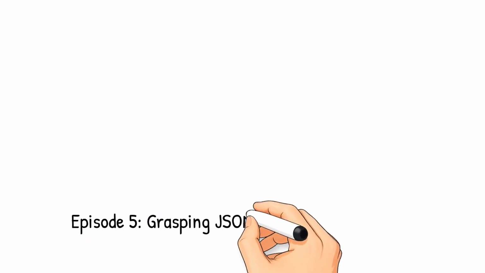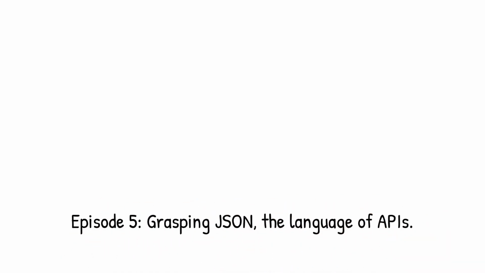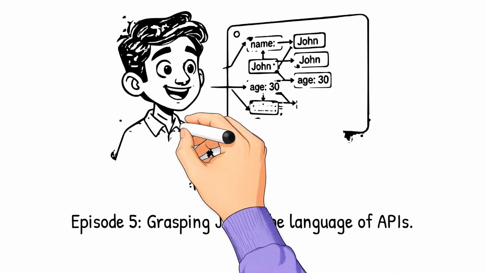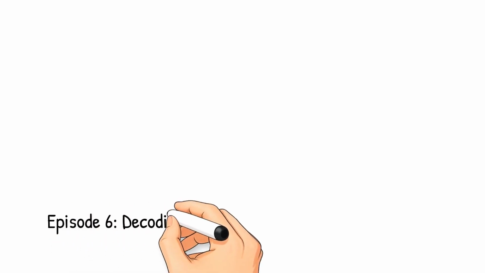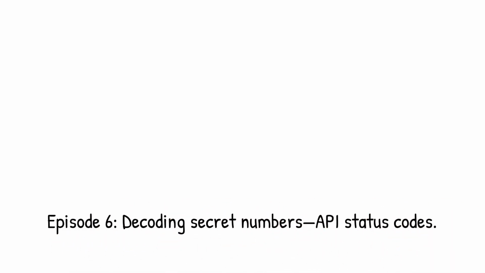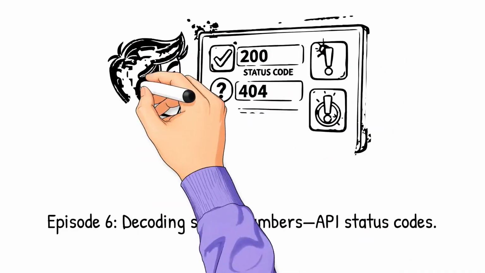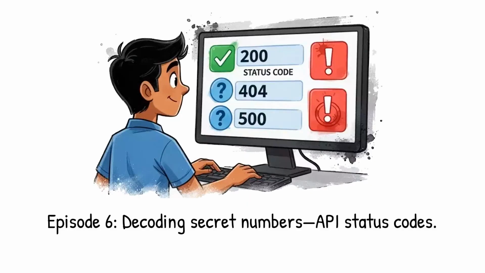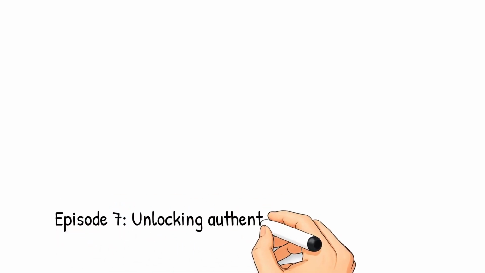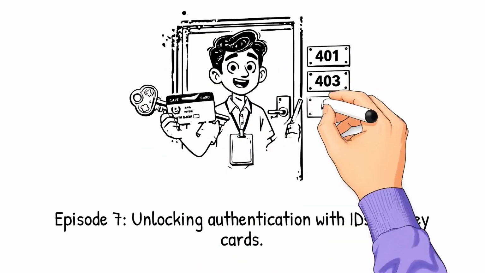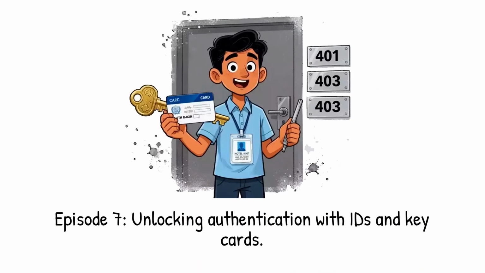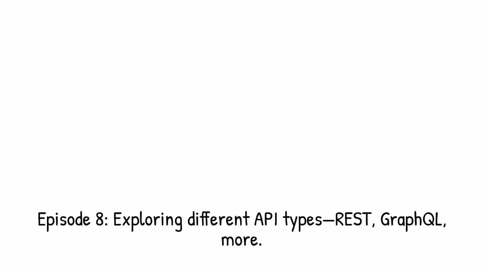In episode 5, you finally understood JSON, the simple language of keys and values that APIs use to talk. Suddenly, that wall of text wasn't scary anymore. You could read it. In episode 6, you decoded the secret numbers, status codes. 200 means good, 404 means not found, 500 means the server slipped. You learned to read what the server is really telling you. In episode 7, you unlocked authentication, the hotel ID and key card, who you are and what you're allowed to do. You even settled the great 401 versus 403 debate. In episode 8, you explored the different types of APIs: REST, GraphQL, SOAP, and WebSocket.